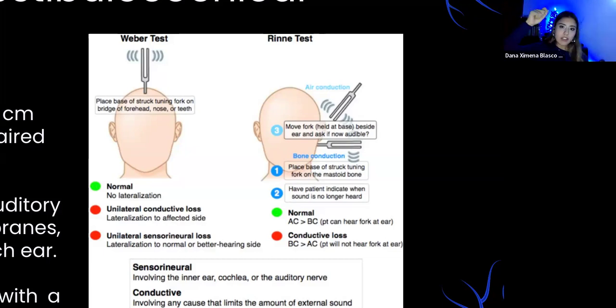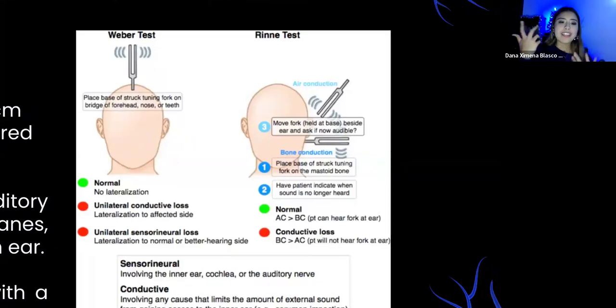Okay? Air conduction, held beside the ear, and ask if it's audible. Bone conduction is the struck fork placed on the mastoid bone. Normal is when air conduction is more audible than bone conduction, so the patient can hear the fork at the ear. When there's a conductive loss, you can hear bone conduction better than air conduction, so the patient will not hear the fork at the ear. So that's the Weber test and that's the Rinne test.